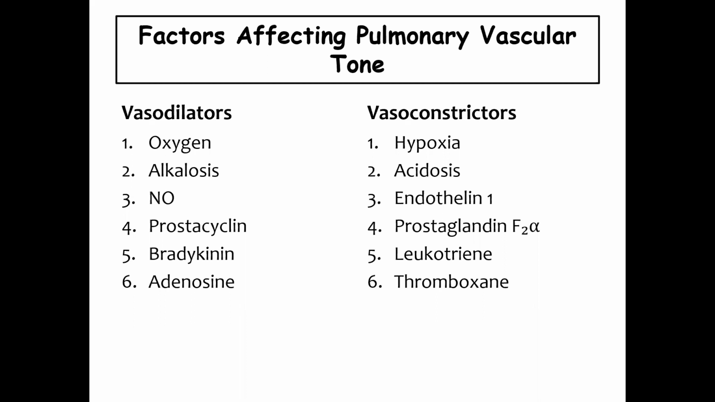In contrast, PaO2, which is low, that is hypoxia or hypoxemia, presence of metabolic acidosis or decreased pH, increased levels of endothelin, prostaglandin F2 alpha, leukotrienes, and thromboxane. These are some of the important pulmonary vasoconstrictors.